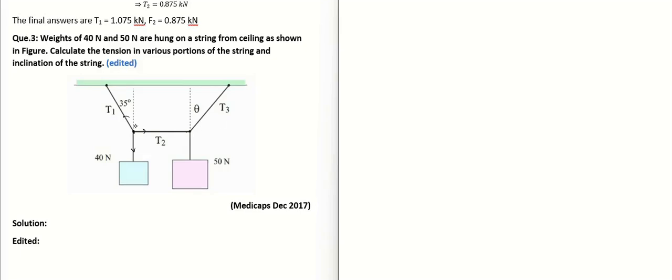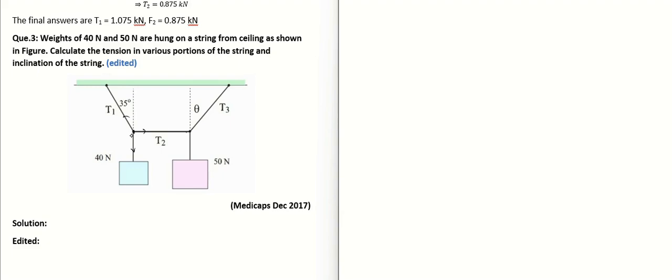So now we are going to solve this question based on equilibrium of forces. As you can see, we have a diagram where we are asked to find the value of T1, T2, T3 and theta, which is the angle of inclination. So let us see how we can solve this.